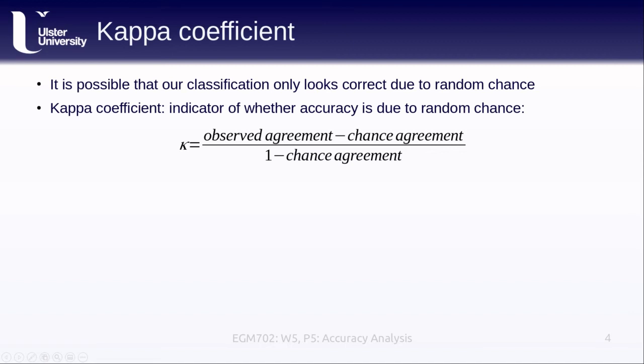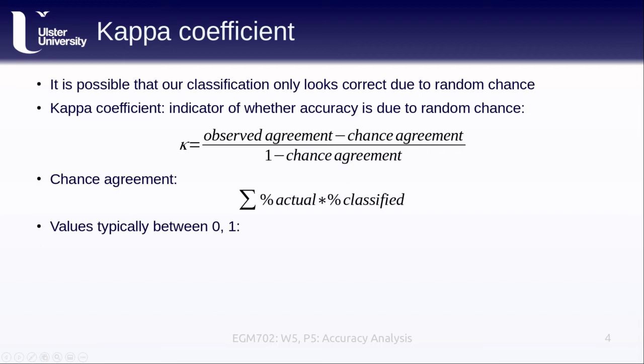And of course, we can calculate the probability of chance agreement as just the sum for each class of the percentage of our sample pixels that belong in that class times the percentage of our sample pixels that are classified as that class. We'll work out an actual example on the next slide, so don't worry too much about this just yet.